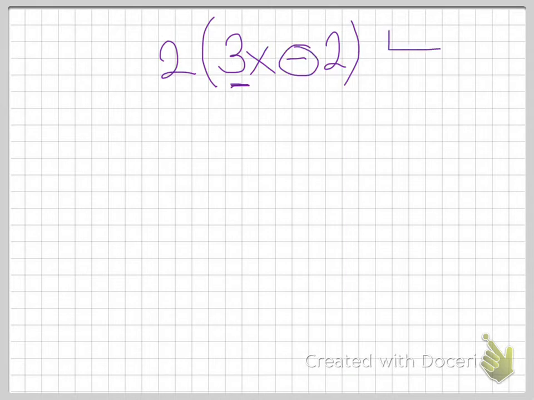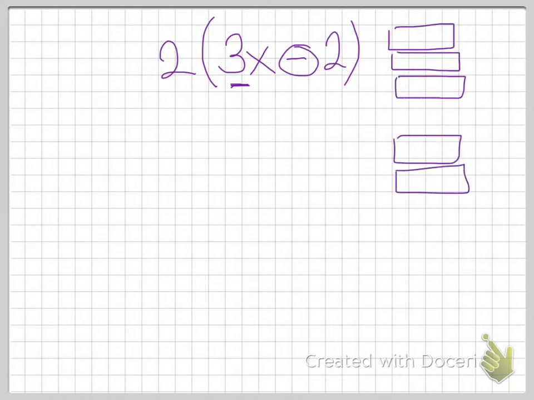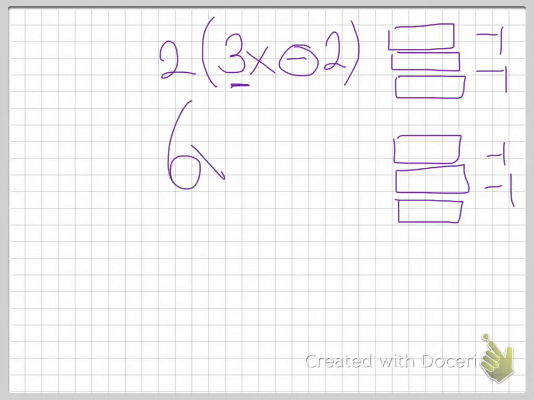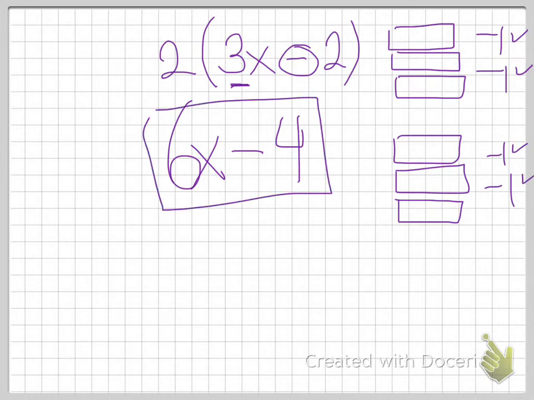This said build 2 groups of 3x minus 2, so there's 1 group of 3x's, 2 groups of 3x's, and then each of these has a minus 2 with it. So altogether, I see 6 x's, and I'm subtracting 4 because I have 1, 2, 3, 4 ones that I'm subtracting. So this is equal to 6x minus 4.